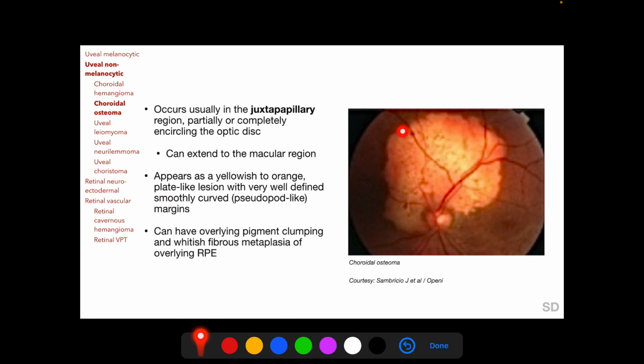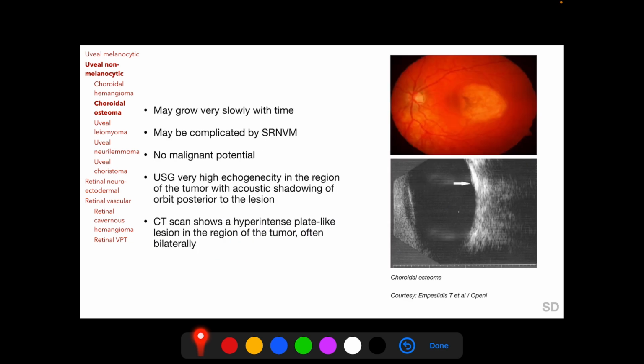The very well-defined margin with pseudopod-like projections is the characteristic feature which helps to clinically diagnose choroidal osteoma. Choroidal osteomas can also have changes in the overlying retinal pigment epithelium in the form of pigment clumping or fibrous metaplasia. Choroidal osteomas have been shown to grow very slowly with time, and it may be complicated by development of subretinal neovascular membrane. However, it does not have any malignant potential.